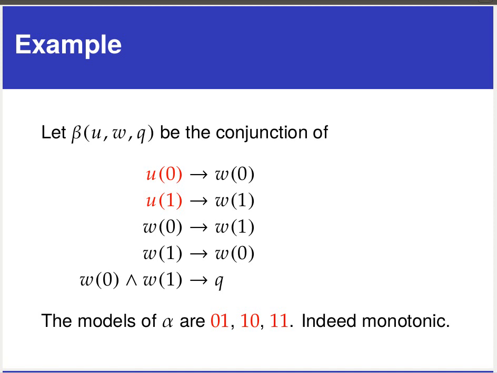And you can do the same for the other assignments, and now looking at them we can check that it's monotonic. So if we start with 0, 1, for example, if we set a bit to 1, no matter which one, the first one or the second one, we get another model.